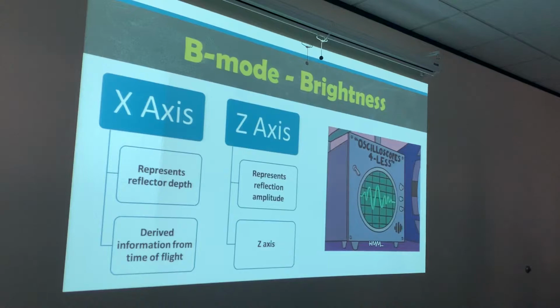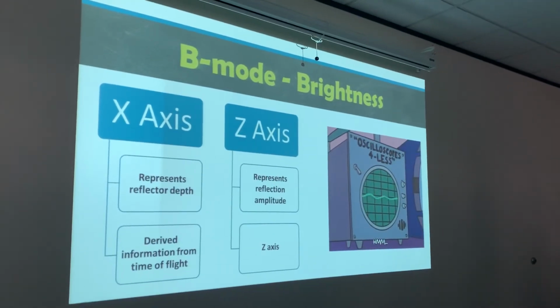All right. So again, this is my little quick summary of it right here. The x-axis, guys, represents the reflector depth, derived from the information from time of flight. And the z-axis represents reflection amplitude. Remember, if you ever graph something, the z-axis is basically like a diagonal axis.